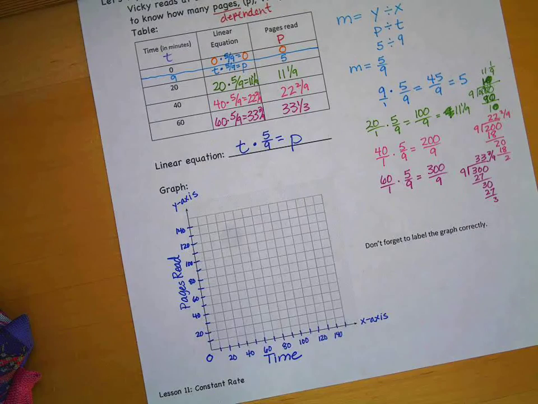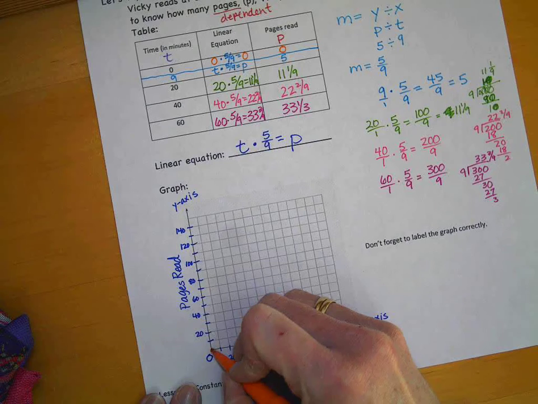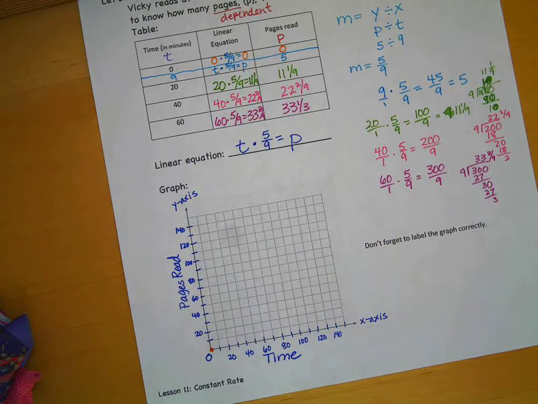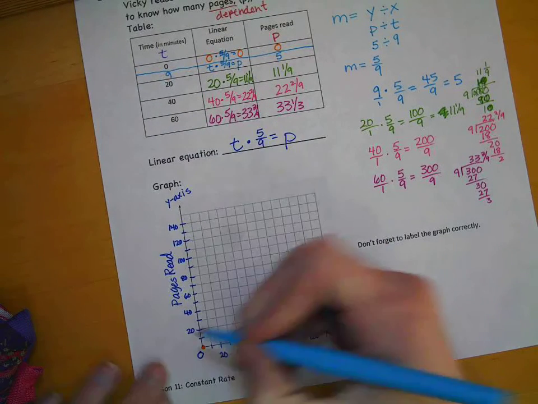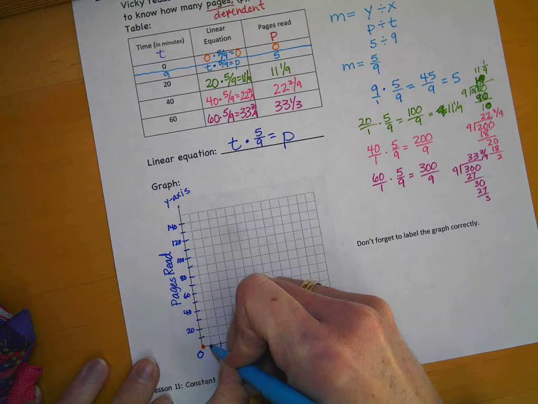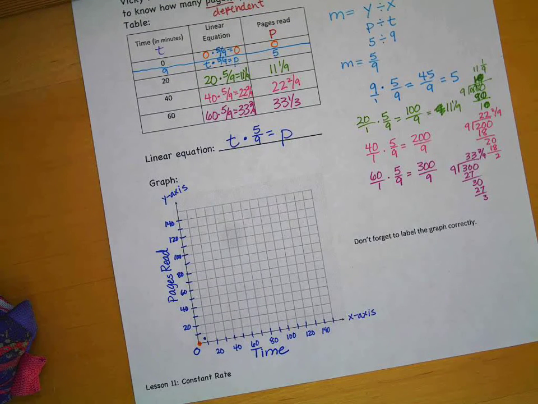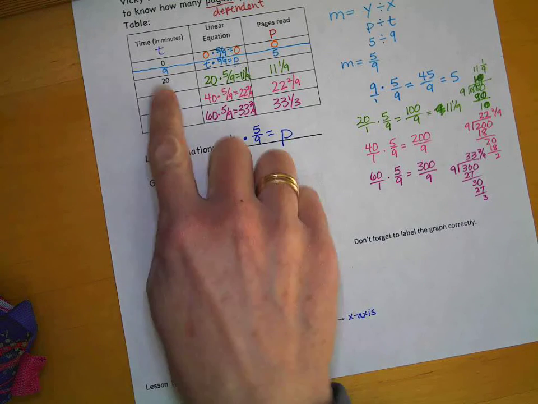So our very first ordered pair, if you look up here, is 0, 0. So we have to put this guy right here as 0, 0. Our next one that we had was 9, 5. So that one's going to sit, so we go 9 to the right and up 5. So it's about here. Okay.